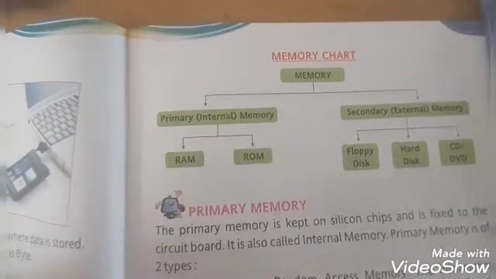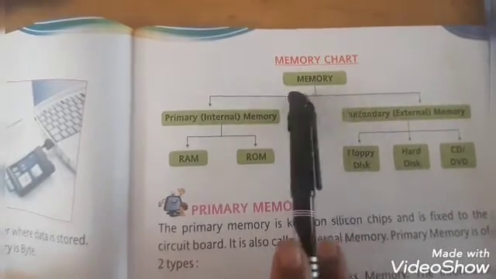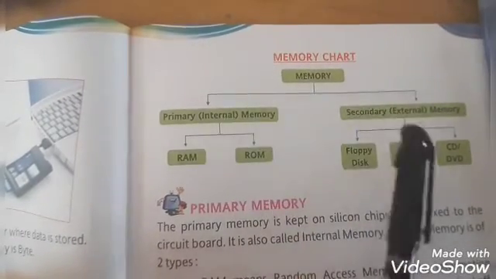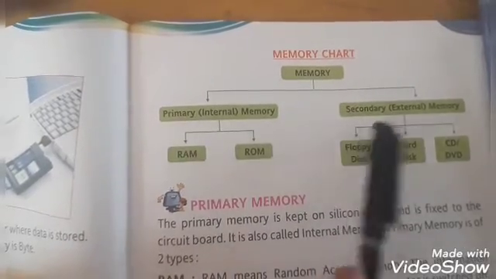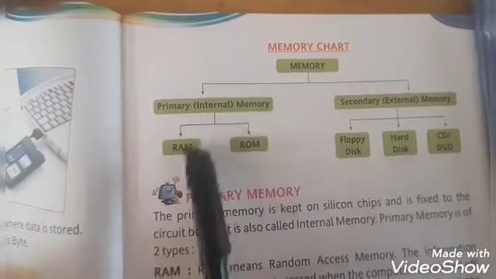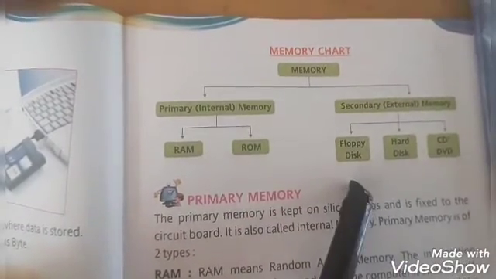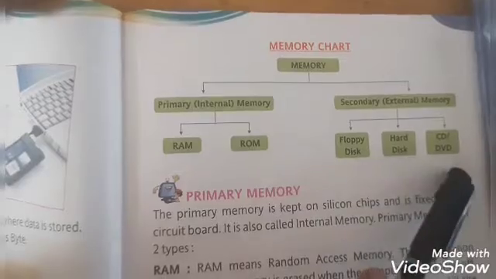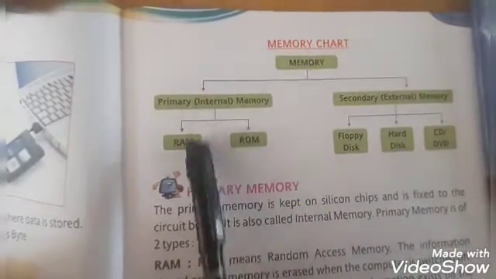Now this is the memory chart of the computer system. This is the main memory. It is divided into two memories, that is primary internal memory and secondary external memory. And then further, primary memory is divided into RAM and ROM, and secondary memory is divided into floppy disk, hard disk and CD or DVD. So in today's class we shall study only till here.